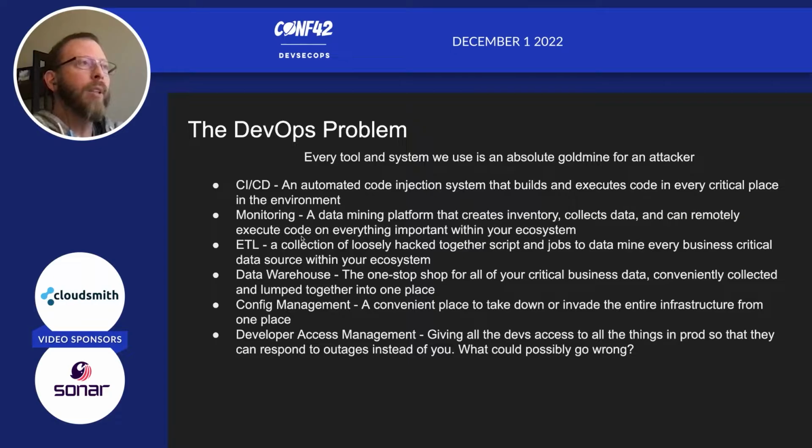The problem in the DevOps space is that pretty much every single tool that we use is an absolute gold mine for an attacker. Let's take our CI/CD system. Well, that is a fantastic way for an intruder to compromise, and they can begin to inject code anywhere throughout the infrastructure. Pretty much anywhere our deployment systems go, those are the places that matter in our infrastructure. Imagine if that was compromised. Now you've got somebody that can deploy and execute their own code anywhere throughout your infrastructure.